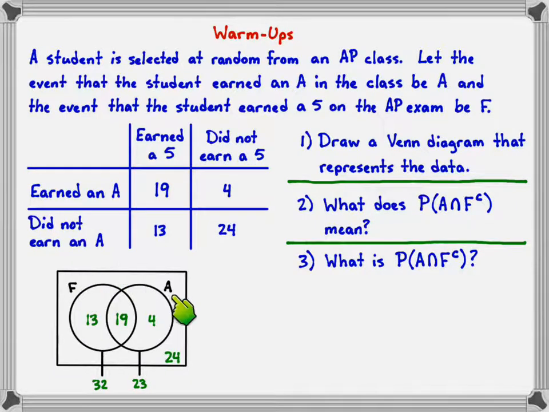And then the total for the entire Venn diagram would be the sum of these 4 values inside. Again, we don't want to add these 2 values here because we have an overlap, and we're going to talk more about that today. So when I add the 13, the 19, the 4, and the 24, I end up with 46. Now, question 2 says, what does P of A intersect not F mean?